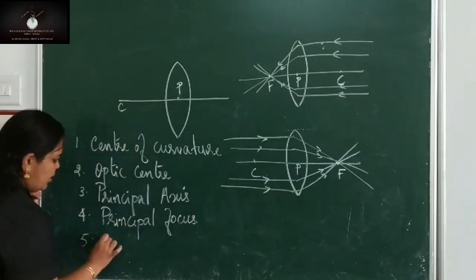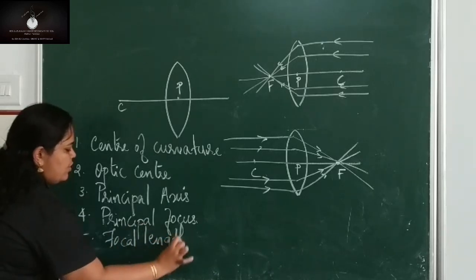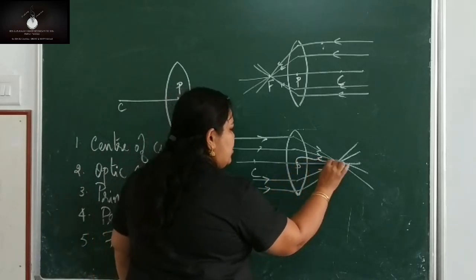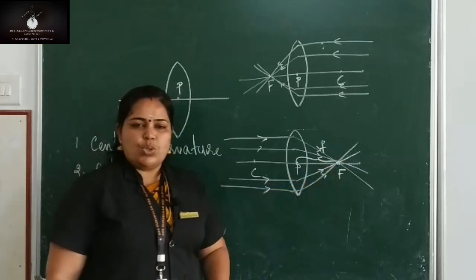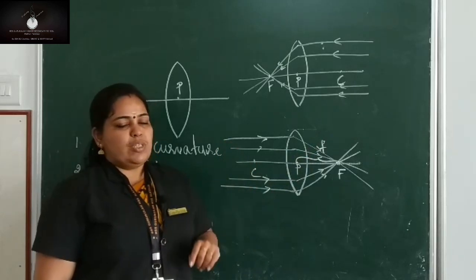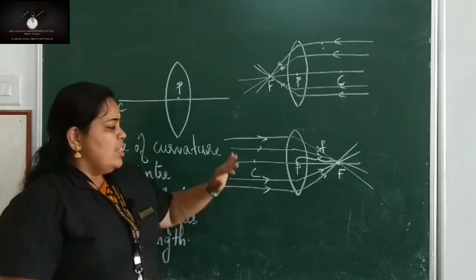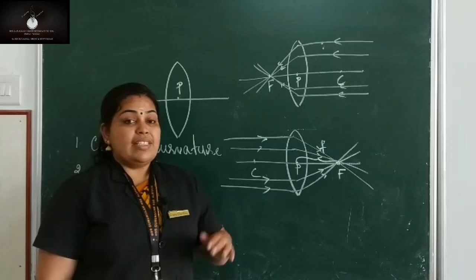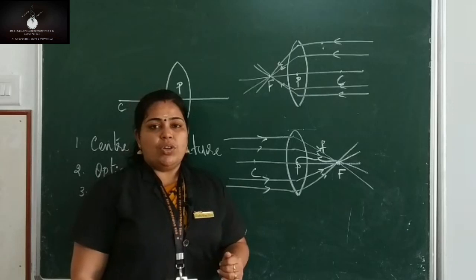And the next one is focal length. It is the distance from the optic center to the focus. The distance from the optic center to the focus is known as focal length and represented by the letter f, small letter f. Clear? So, in the same way, how many principal foci does a concave lens have? Or how will you find out the focus of a concave lens?